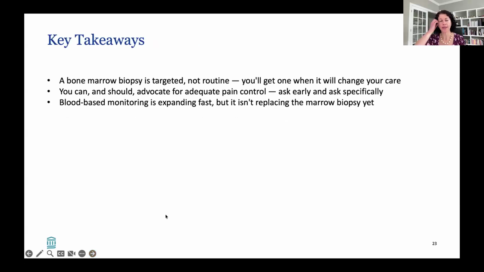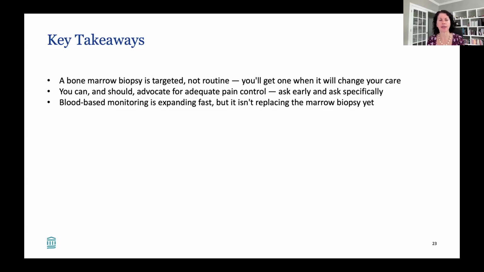So key takeaways: a bone marrow biopsy is a special test. It's not done all the time. I recommend doing it at baseline to get a clear, accurate diagnosis that then sets you up to get accurate treatment that's specific to your diagnosis. You can and always should advocate for yourself for pain control, and not just to ask for medications, but also to understand what's about to happen, because information is power, knowledge is power. So the more you know, the better prepared you can be for the procedure.